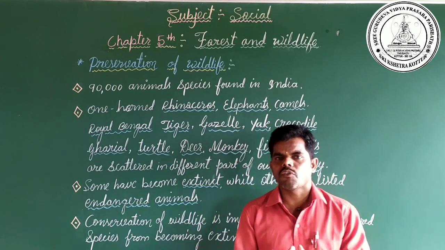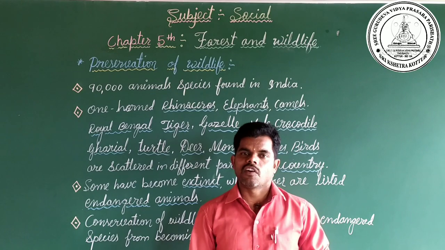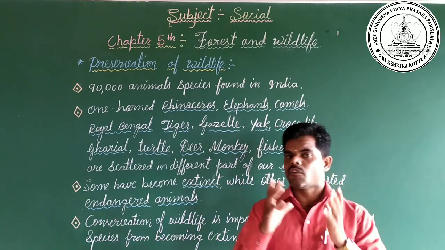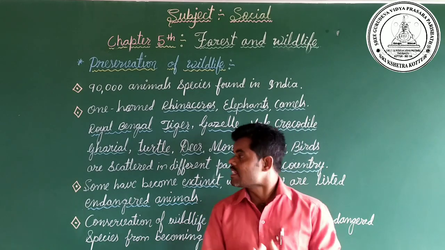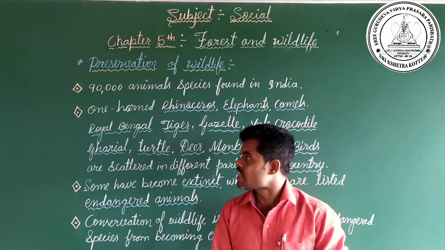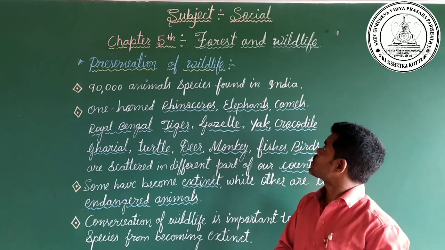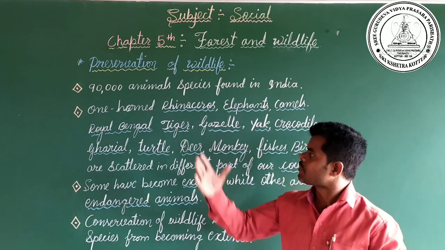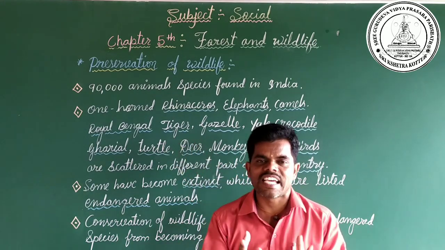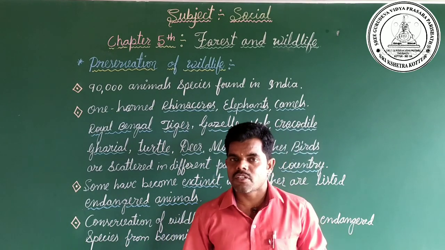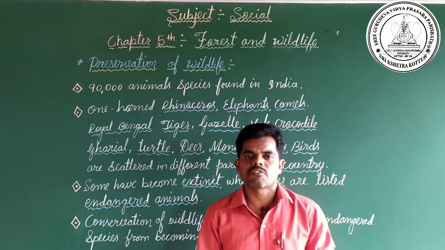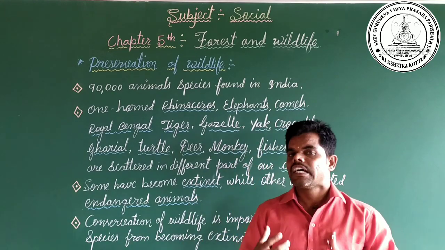Yes, so wildlife is also very important for us. In India, we can see a total of 90,000 animal species. The best examples are the one-horned rhinoceros, elephants, camels, Royal Bengal tiger, gazelle, yak, crocodile, snakes, goats, birds, animals and different kinds of species scattered across our country.